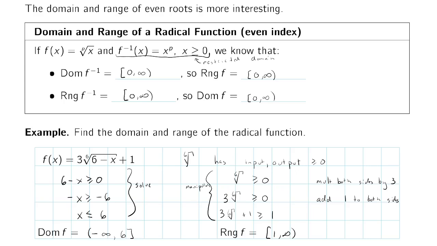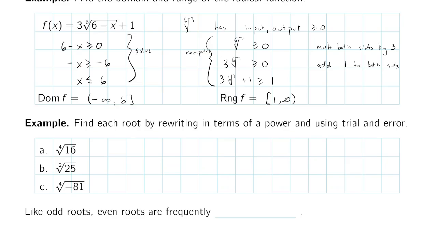Now, of course, in addition to finding the domain and range of the radical functions, we can do the same things that we did for odd roots with even roots. So we can find the values of even roots by trial and error. We want to find the fourth root of 16. 1 to the fourth is 1. 2 to the fourth is 16. So that means the fourth root of 16 is just 2.